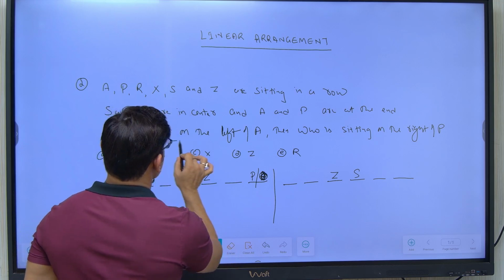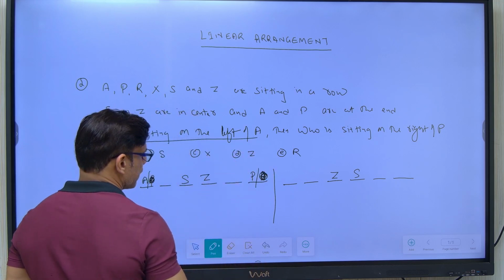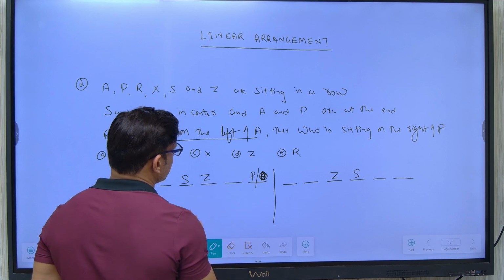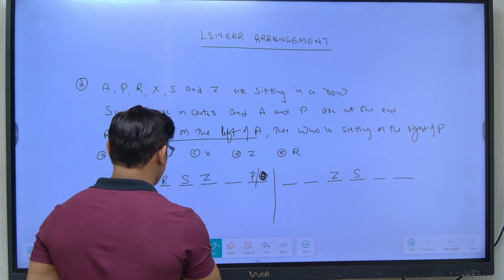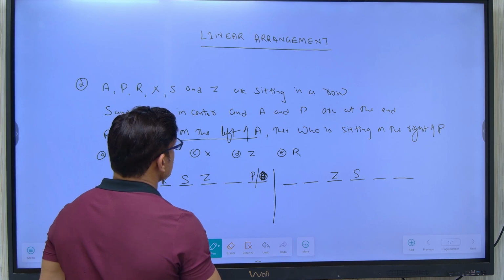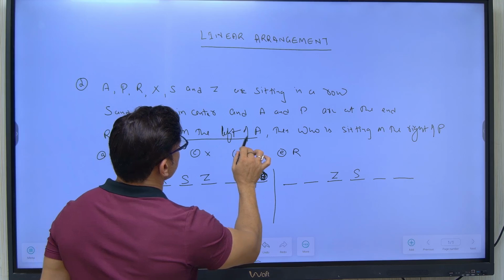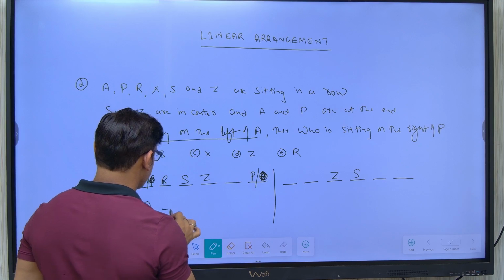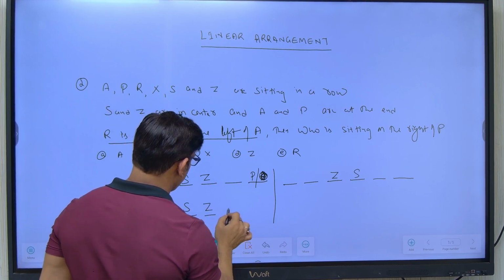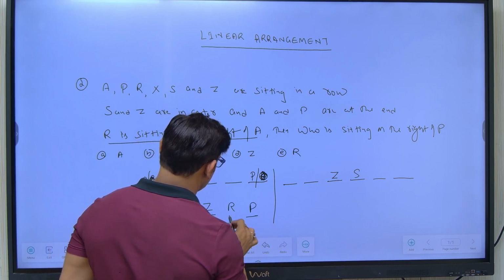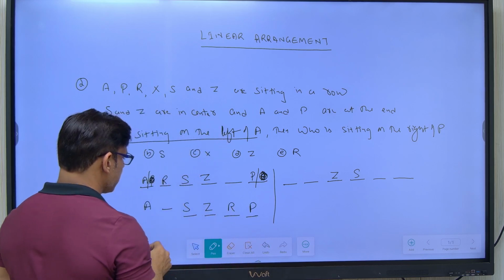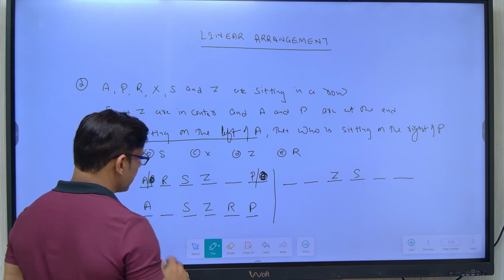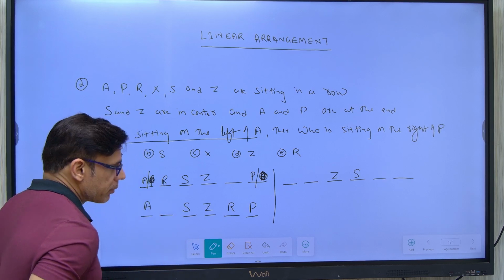What is given? R is sitting on the left of A. Left of A is R. Not immediate left. There is a possibility that R can be here. Right? R is sitting on the left of A. So I possibly put R here, or then A, S, Z and R and P. So there is another possibility here. So R had two possible places.